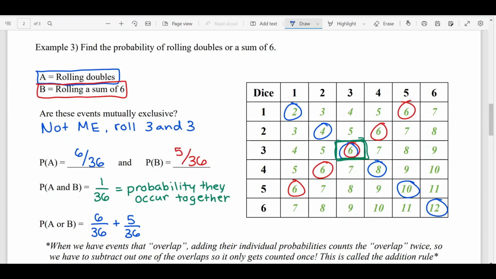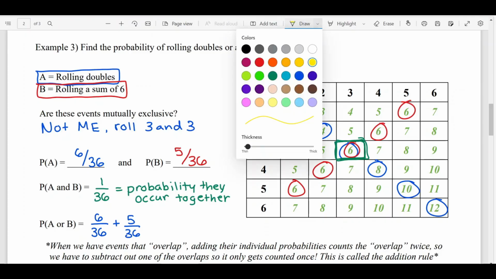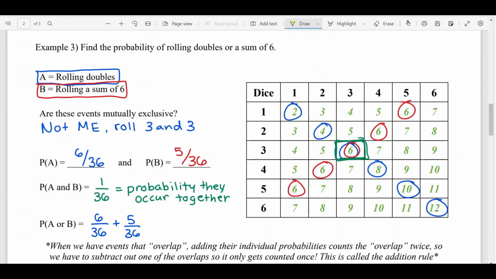Now, if I look at my board here, I can see how many of these events have rolling doubles or rolling a sum of 6. Okay, there's 1, 2, 3, 4, 5, 6, 7, 8, 9, 10. 10 events total. I do not want to count that event twice. Rolling a 3 and a 3, I don't want to count it twice because it is a single event.